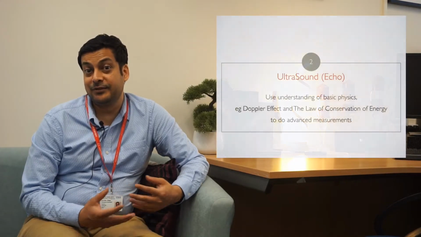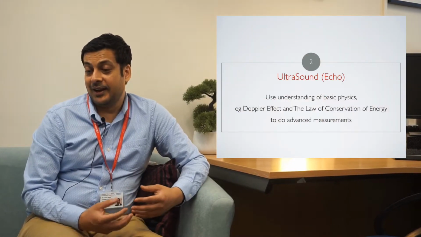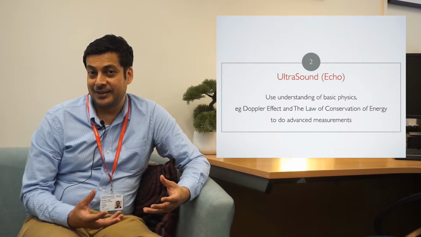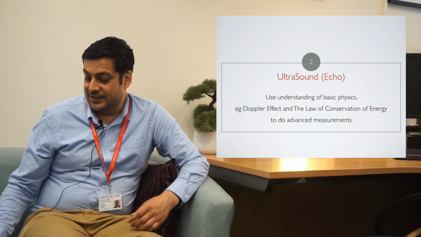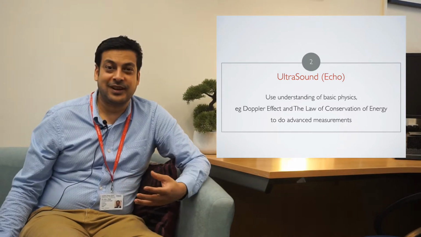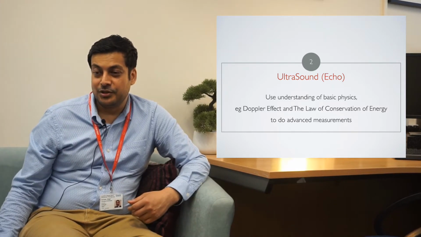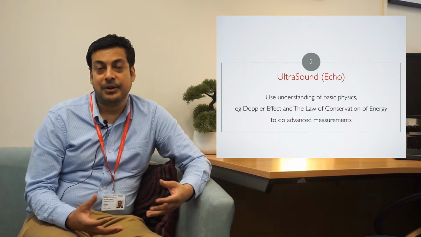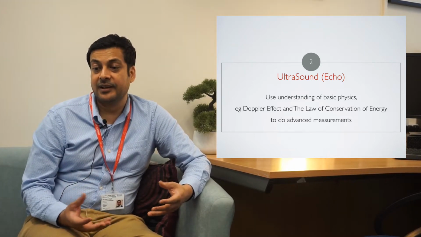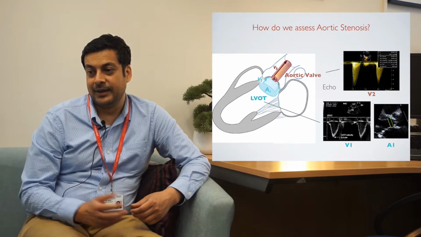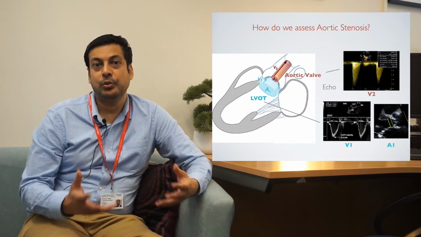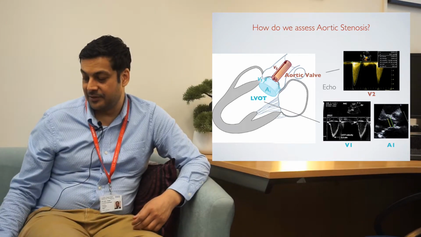And once we've generated these ultrasound echo pictures, we can do some advanced things with them. This is what I'll cover in a future talk, but just very briefly, we can use physical principles like the Doppler effect and the law of conservation of energy to not only produce pictures, but to also measure things like the gradients across a valve, the size of the open valve, as illustrated in this diagram. But we will come back to the principles of how these work in the next talk.